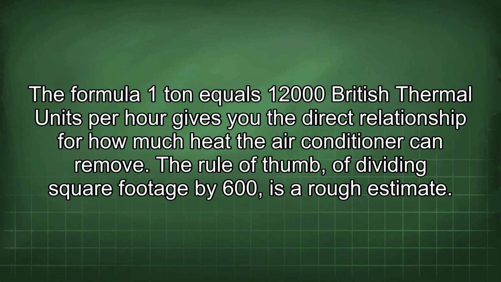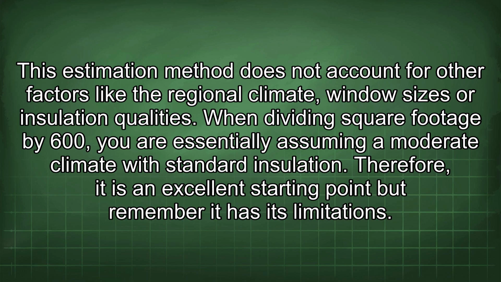The formula 1 ton equals 12,000 British thermal units per hour gives you the direct relationship for how much heat the air conditioner can remove. The rule of thumb of dividing square footage by 600 is a rough estimate. This estimation method does not account for other factors like the regional climate, window sizes, or insulation qualities.